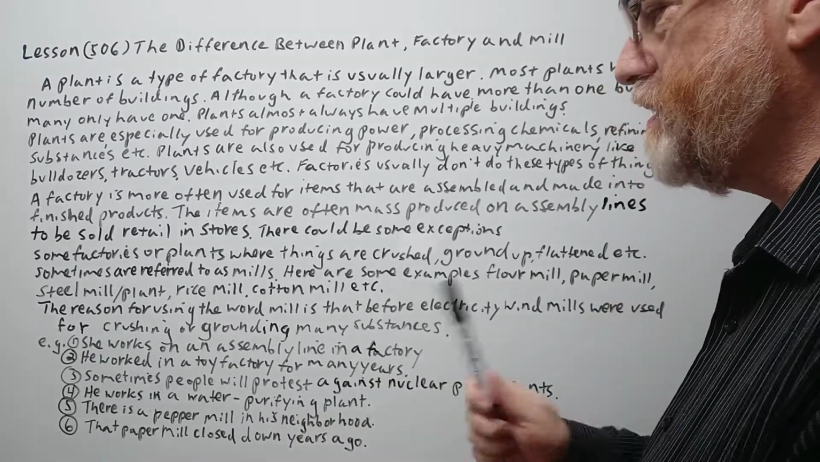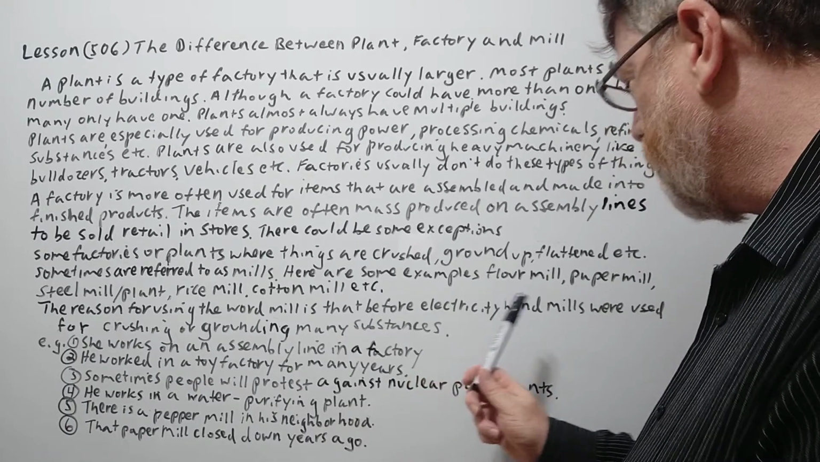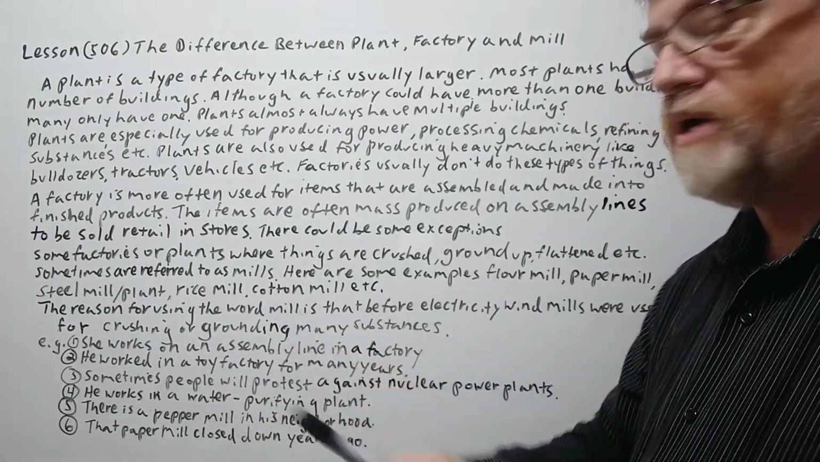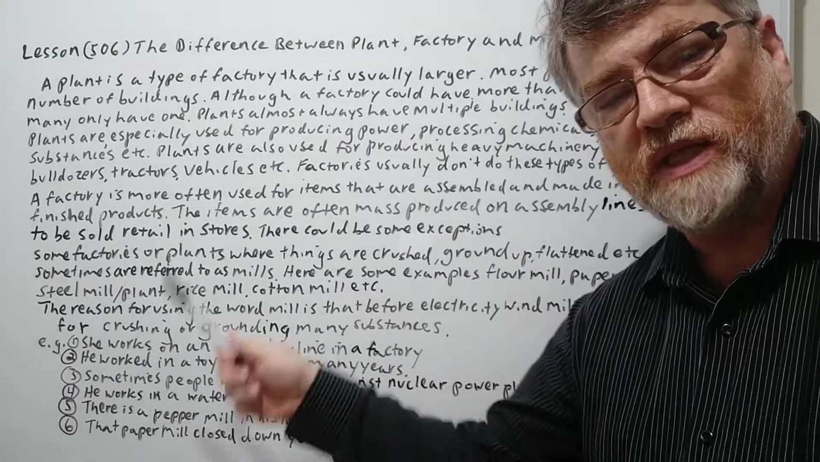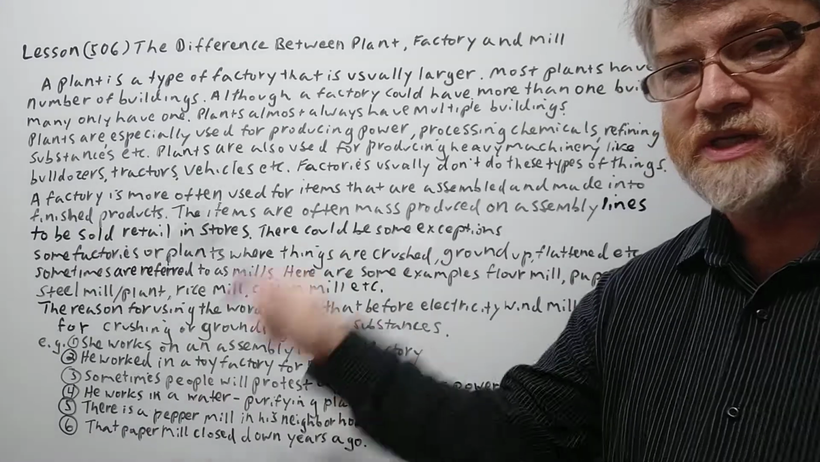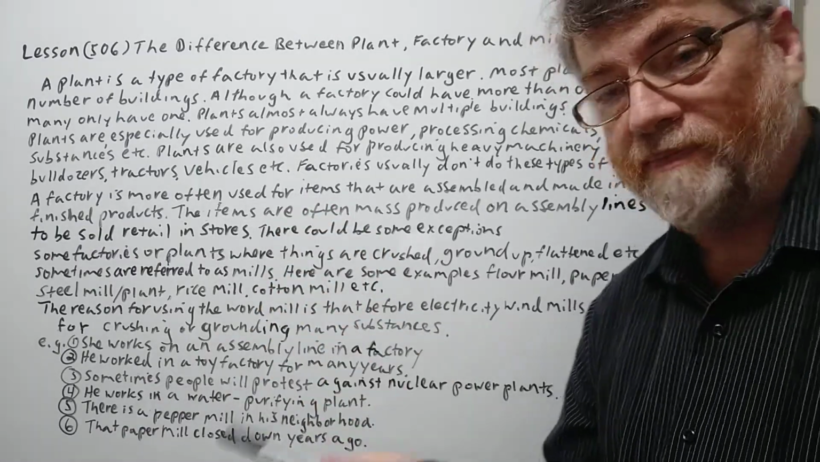Okay, let's continue. The reason for using the word mill is that before electricity, windmills were used for crushing or grinding up many substances. So that's why you hear mill connected to some of these factories, because before electricity, that was one of the ways of crushing it, instead of just using people.